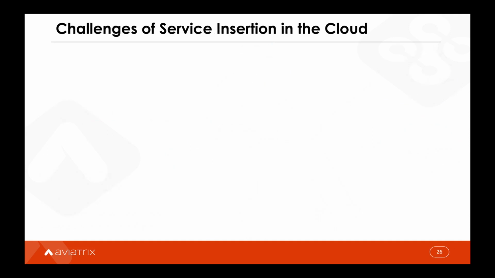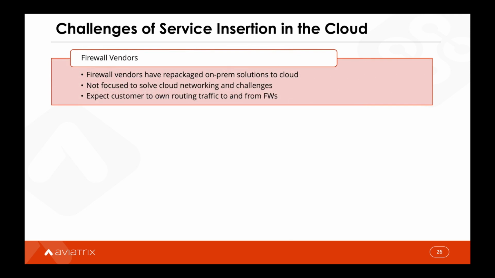Now let's talk about some of the challenges of service insertion in the cloud. In particular, let's take a look at it from the perspective of firewall vendors. Firewall vendors actually repackage their on-prem appliances into the cloud. The downside of this approach is that it doesn't address the networking challenges in the cloud. That means that they expect the customer to determine the routing and redirection of traffic to and from their firewalls, which is a very difficult thing to do properly.